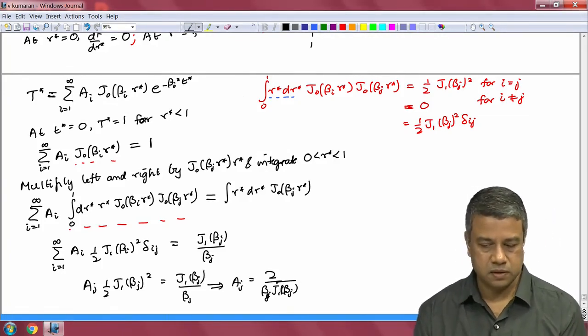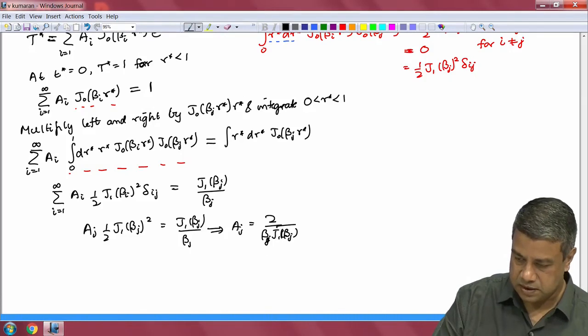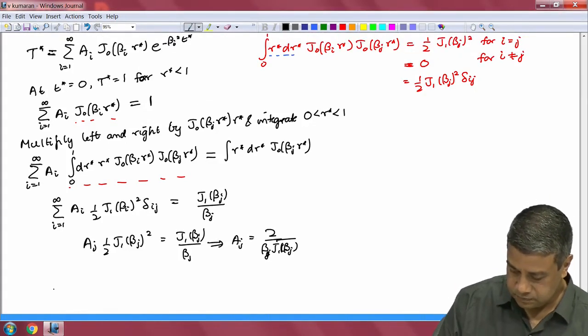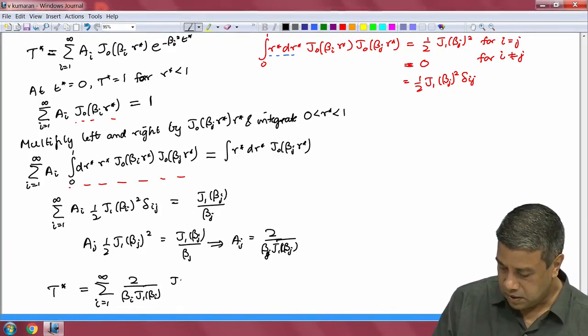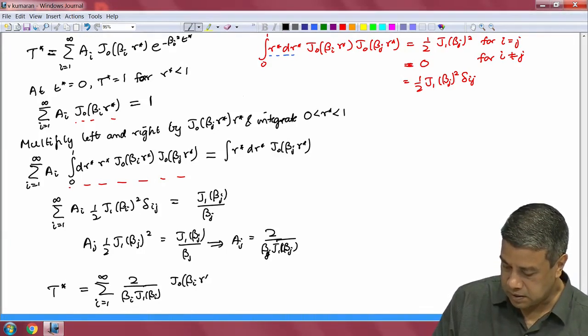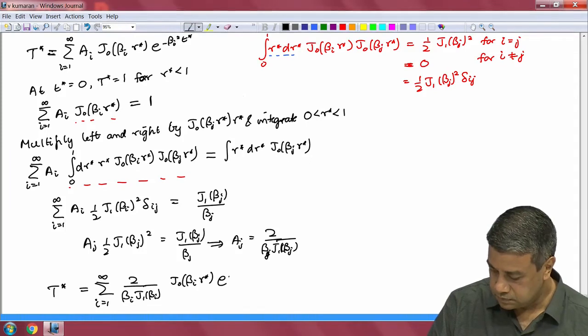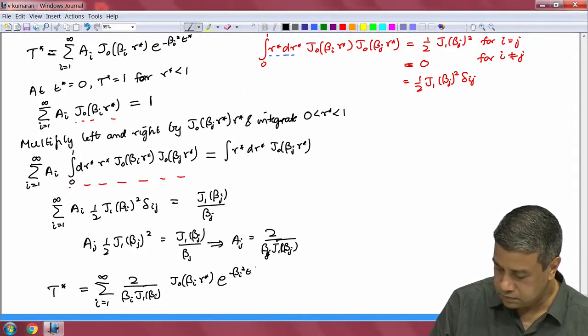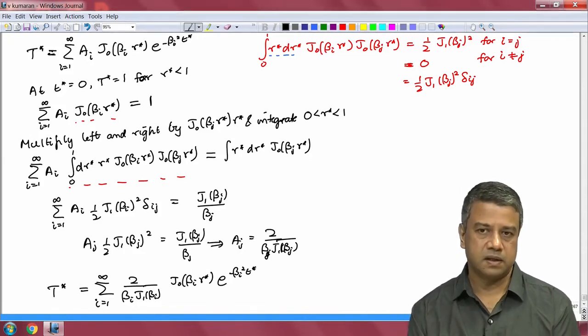That is the final solution. And therefore, my final solution T star is equal to the summation i equal to 1 to infinity of 2 by beta i j 1 of beta i, into j naught of beta i r star e power minus beta i square t star. That is the final series solution for the temperature profile in this cylinder.